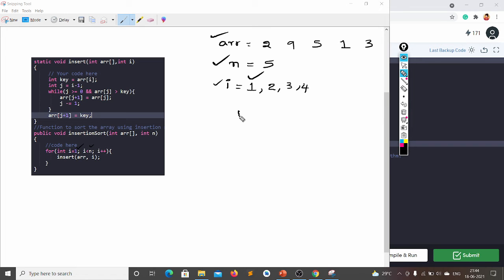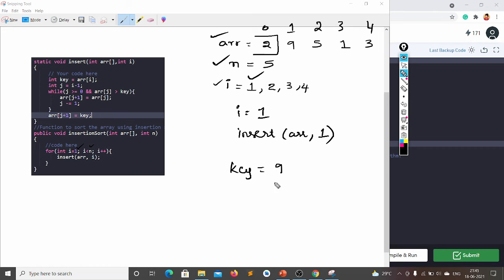Let's say first of all, i is equal to 1, and I am passing to my insert function the array and my i value, that is 1. What is happening in my insert function is that my key will be array of 1. First of all, I am assuming that 2 is already in ascending order. Let's write the indexes also so that it will be clear: 0 1 2 3 4. My array of 1 will be 9. Key is equal to 9, and my j is equal to i minus 1, that is 1 minus 1, 0.